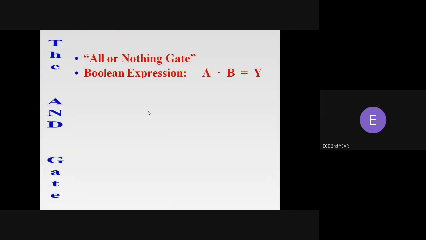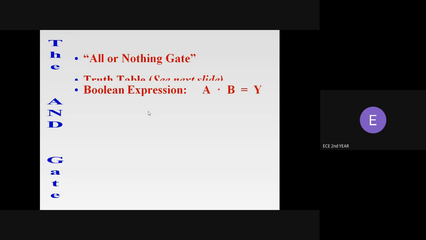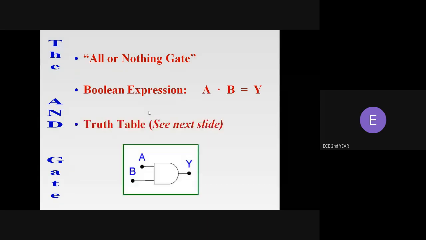So to start with the logic gates, AND gate. The AND gate is also called all gate or nothing gate. The Boolean expression for the AND gate is nothing but A dot B is equal to Y. Here A and B are nothing but the inputs and Y is nothing but the output.